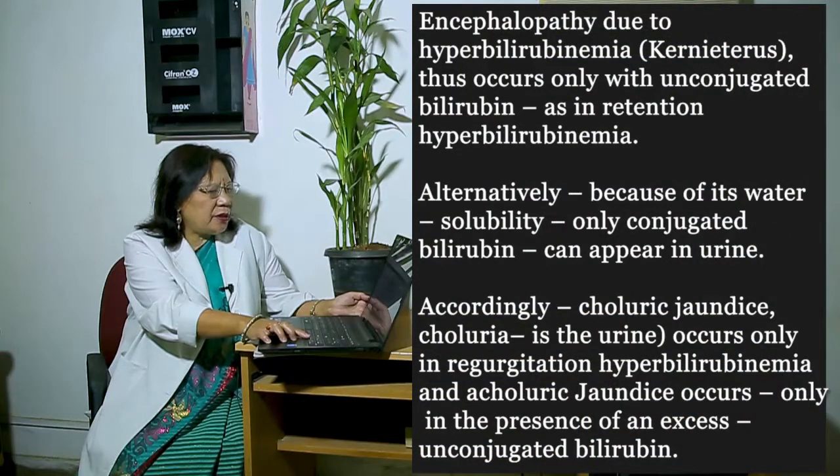Encephalopathy due to hyperbilirubinemia, kernicterus, thus occurs only with unconjugated bilirubin, as in retention hyperbilirubinemia. Alternatively, because of its water solubility, only conjugated bilirubin can appear in the urine. Accordingly, choluric jaundice, that is, bilirubin in the urine, occurs only in regurgitation hyperbilirubinemia, and acholuric jaundice occurs only in the presence of an excess of unconjugated bilirubin.